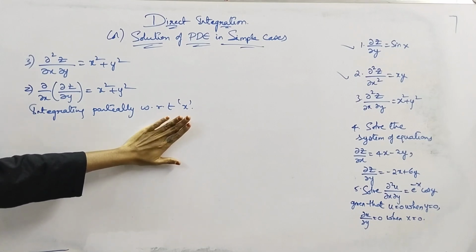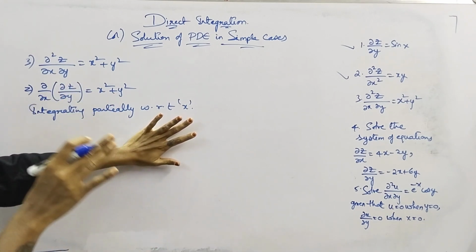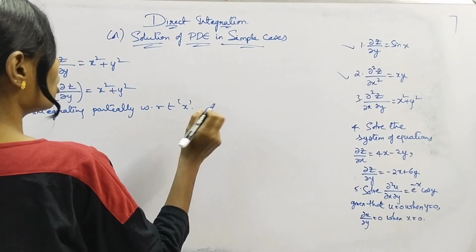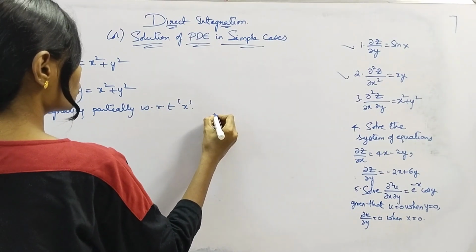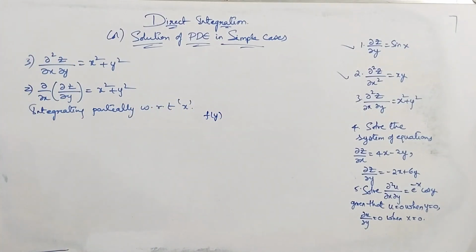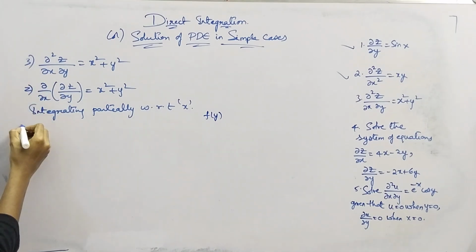Since we are partially integrating with respect to x, we'll treat y as constant, and here we are going to get an integral constant, and that will be some function of y. So here we'll get a constant of integration which is a function of y. It can be f of y or g of y or h of y or phi of y, whatever.